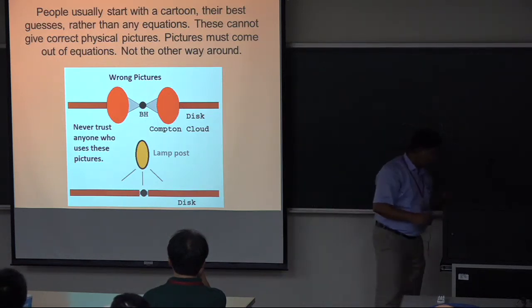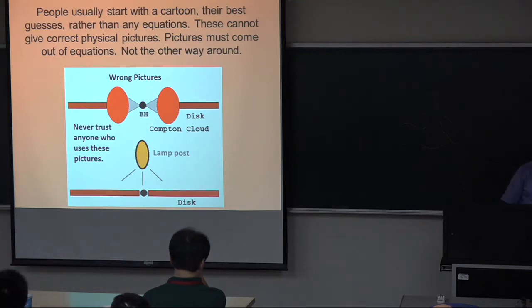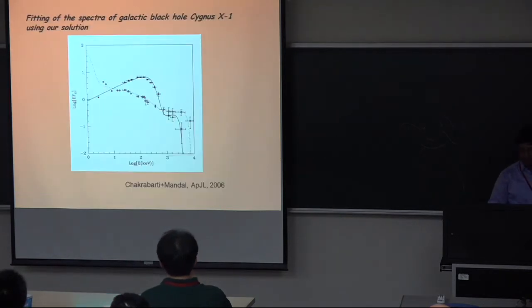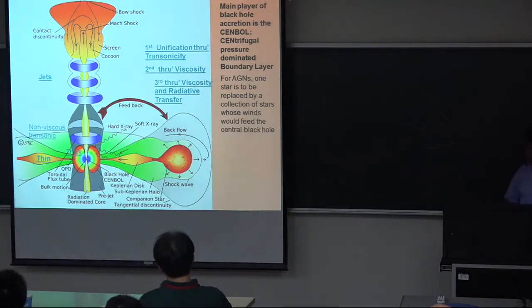So it is not because of lamppost, but because of the fact that the base of the jet itself is not like a boundary. The base of the jet itself is a part of the symbol. So this is also a Compton cloud. Base of the jet is also a Compton cloud. You can either do thermal comptonization, or you can have a synchrotron. You have a magnetic field, you can produce X-ray by synchrotron process. But all I'm saying is the jet is not.